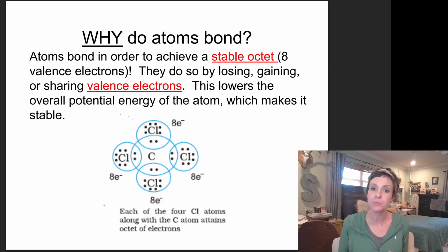So the result of this will actually lower the overall potential energy of the atom, which makes us stable. Let's zone in on that last sentence. Lowers the overall potential energy of the atom. That is a lot of super sciencey words.